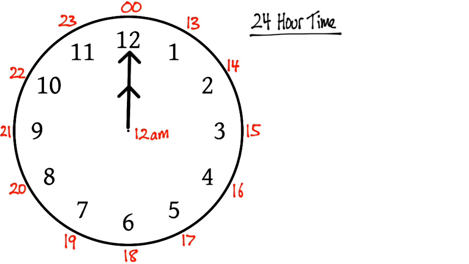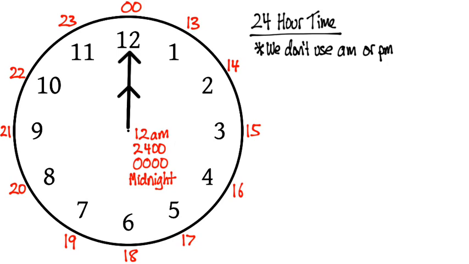Once we go after 11 PM though, we get back to 12 and a new day starts. So we'd call that 12 AM. Or effectively it's kind of 2400, but really we call it 0000. And the special name for 0 hours is midnight. So midnight is at the start of a new day.